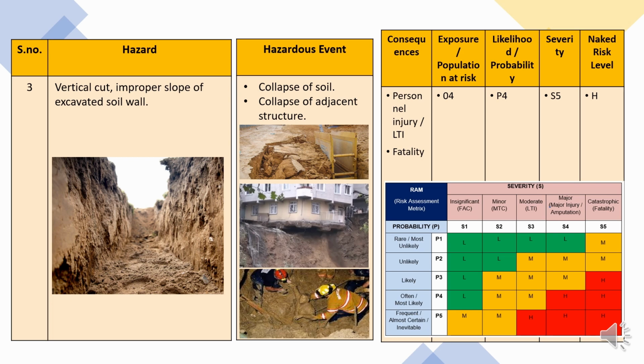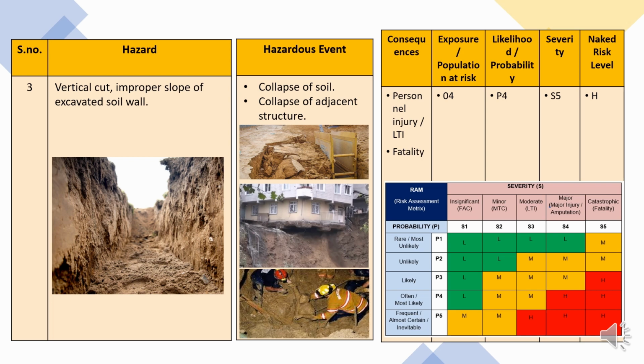Let's consider the exposure of population at risk. Same, 4 persons are working. The likelihood or probability of getting a vertical cut, improper slope of excavation soil is P4, meaning often or most likely possible. If we talk about the severity level of the hazardous event, it is S5, which means it will lead to a fatality if there is collapse of soil and collapse of adjacent structure. So the naked risk by application of the risk assessment matrix comes to high level.